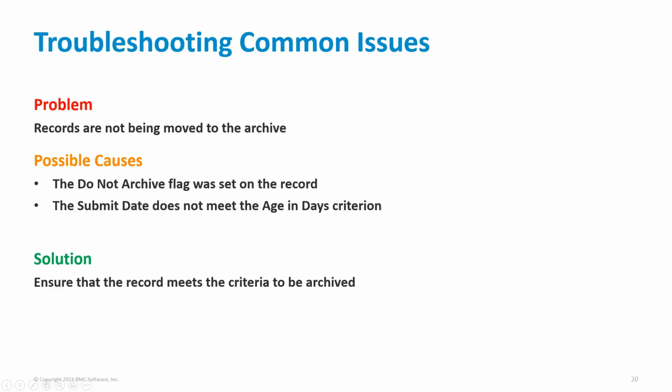And sometimes you might forget what field it's checking on. And so later on, say 3, 4, 5 months from now, you might forget that it's actually the submit date that we care about. It's not the close date. It's not the last modified date. It's the submit date. So it's important to remember that. And when you're looking to see if records are being archived, just keep that in mind that only records where the submit date met the criterion are going to be archived. And so the solution for this would just be to ensure that the record does meet all the criterion that was set up for that.